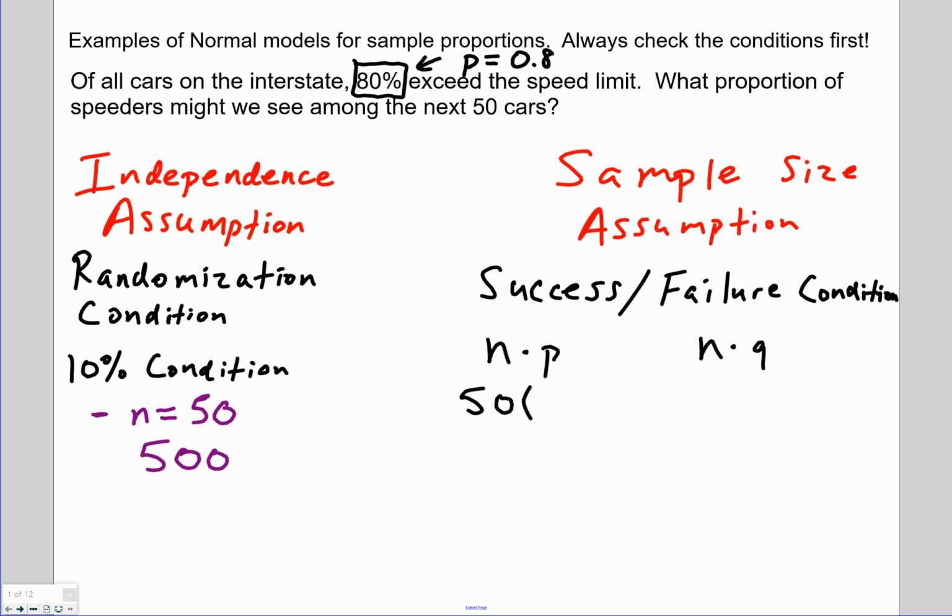What proportion of all vehicles on the Houston highways are speeding? 80%, so 0.8. That's my P. So then it's going to be 50 times how many are not speeding? 0.2.